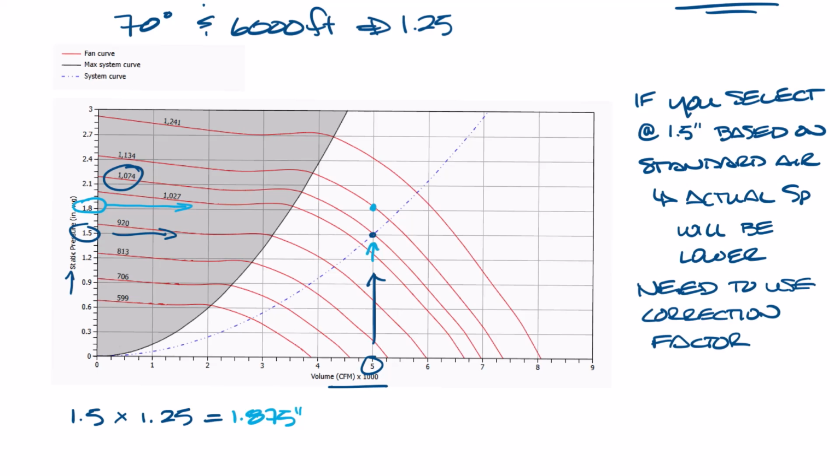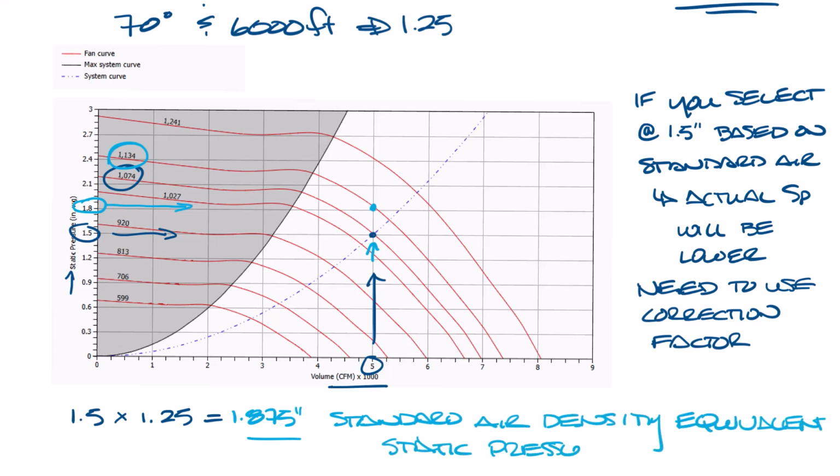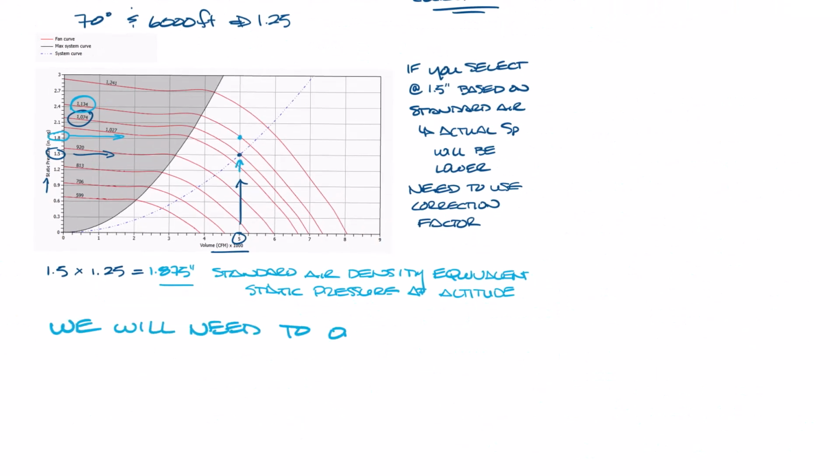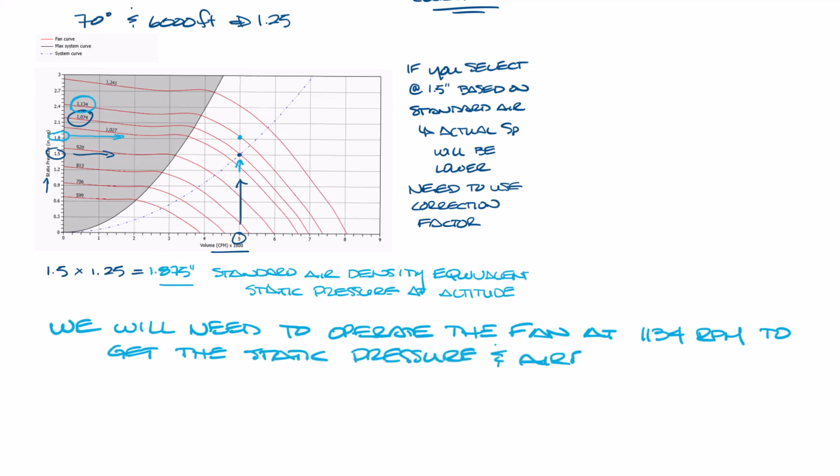So at 1.5 inches and 5,000 CFM, we're at 1074 RPM. And at 1.875 inches and 5,000 CFM, we're around the 1134 RPM curve. So remember that 1.875 is the standard air density equivalent static pressure at your altitude. Okay, let me make some room. So now we know that we'll need to operate this fan at 1134 RPM to get the static pressure and airflow we need. Now let's look at horsepower.